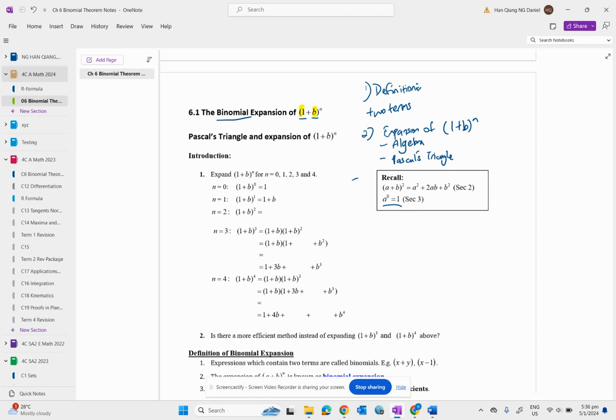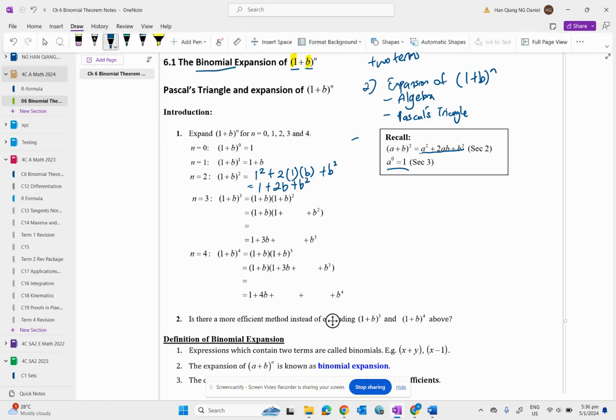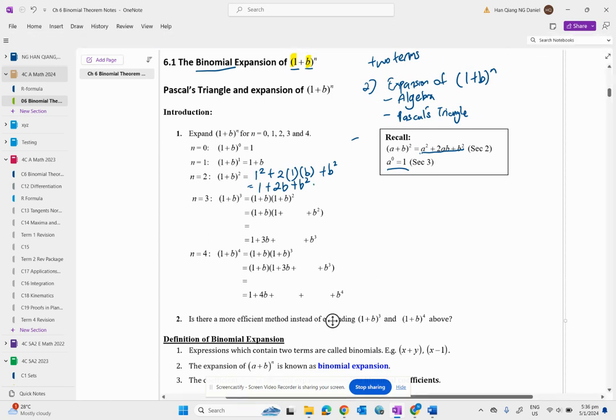1 plus b square, you have learned your special algebraic identities over here. So you have 1 square plus 2 times 1 times b plus b square. And simplify it, I have 1 plus 2b plus b square. So what about 1 plus b cubed? So it's equals to 1 plus b times 1 plus b square. So let us just plug in this one, 1 plus b square, over here. We shall have 1 plus 2b plus b square.